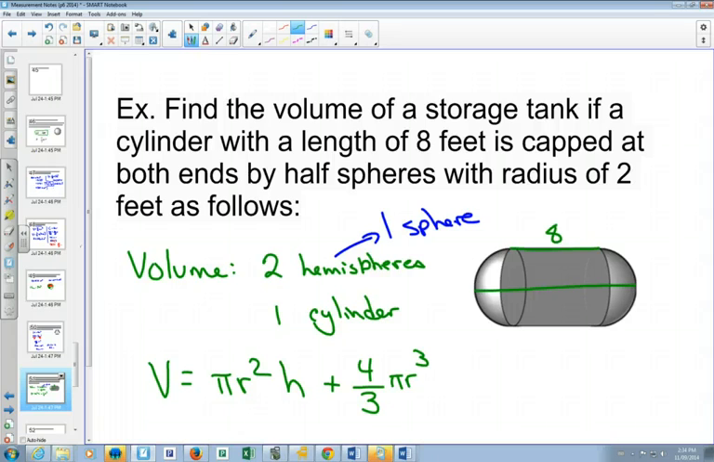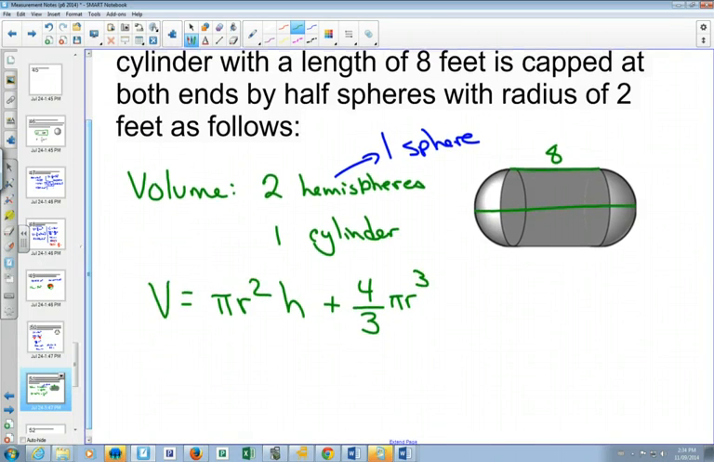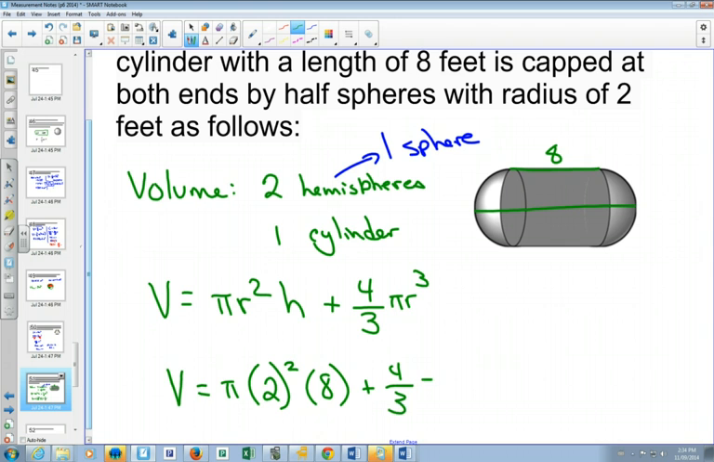And we have to ask ourselves, do we know all the values? Do we know the radius of both the cylinder and the sphere? We do. Do we know the height of the cylinder? Yes, we do. So now we can go, radius is 2 times the height of 8. And we can plug the numbers in that we know.